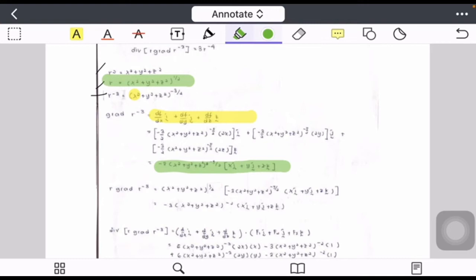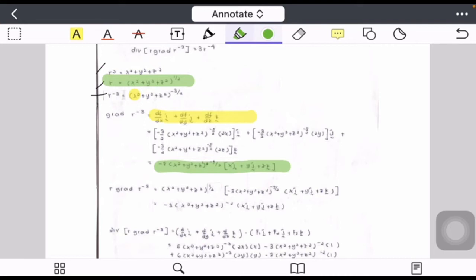So jawapan akhir yang kita akan dapat ialah negatif 3X squared Y squared Z squared power negatif 2 darab dengan xi tambah yj tambah zk. Seterusnya kita akan cari divergent of R gradient R power negatif 3. Formula yang digunakan ialah d over dx i tambah d over dy j tambah d over dz k dot dengan f1i tambah f2j tambah f3k. So kita darabkan dulu, kita differentiate dulu.